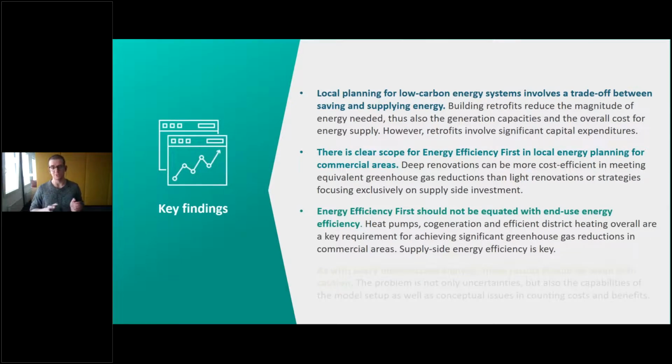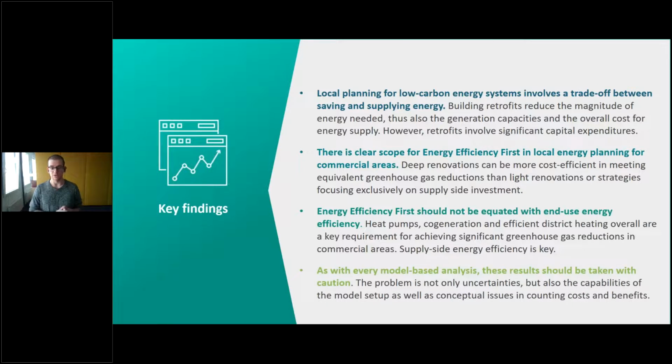We've also found that energy efficiency first should not be equated with end-use energy efficiency within buildings. This is because heat pumps, cogeneration, and efficient district heating overall are a key requirement for achieving significant greenhouse gas reductions in commercial areas, and overall supply side energy efficiency is key, just as end-use energy efficiency is. And finally, as with every model-based analysis, these results should be interpreted with a pinch of caution. The problem is not only uncertainties, but also the capabilities of the model setup, as well as conceptual issues in counting costs and benefits.